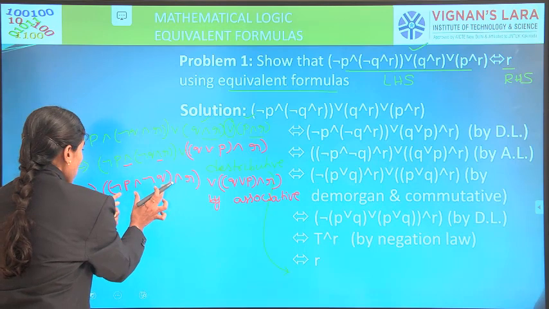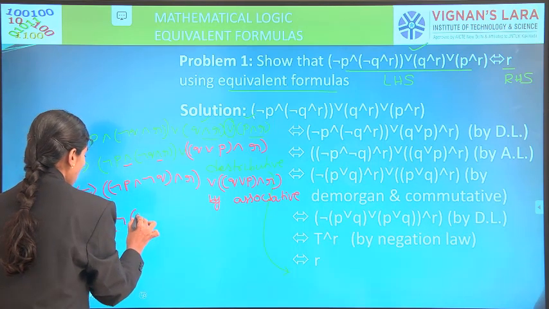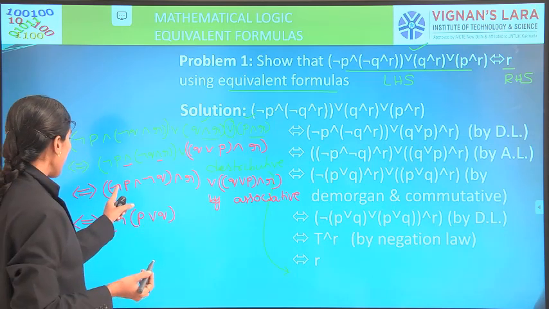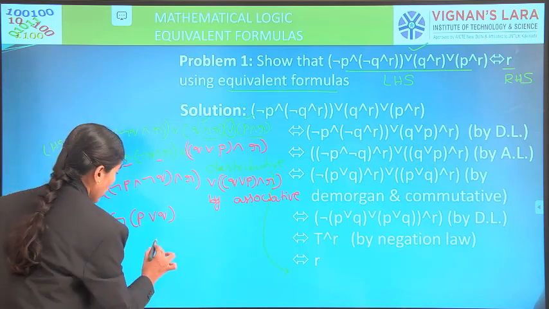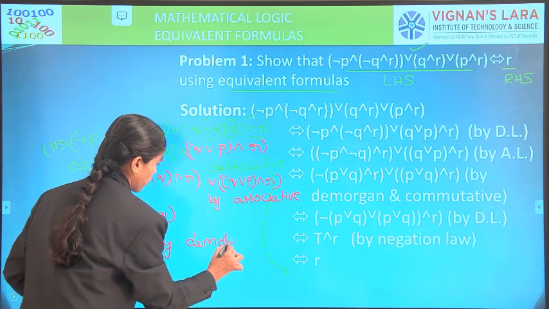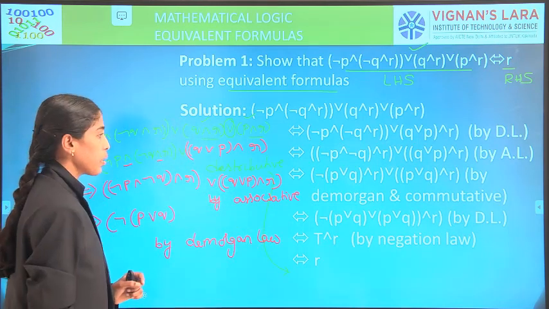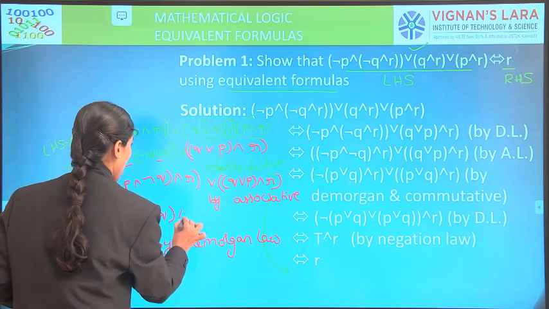Right. From these two terms, taking negation outside of the brackets, negation of P, R, Q. When we take negation from these two terms outside, the AND becomes OR. We call this law De Morgan's law. By De Morgan's law, here and R.